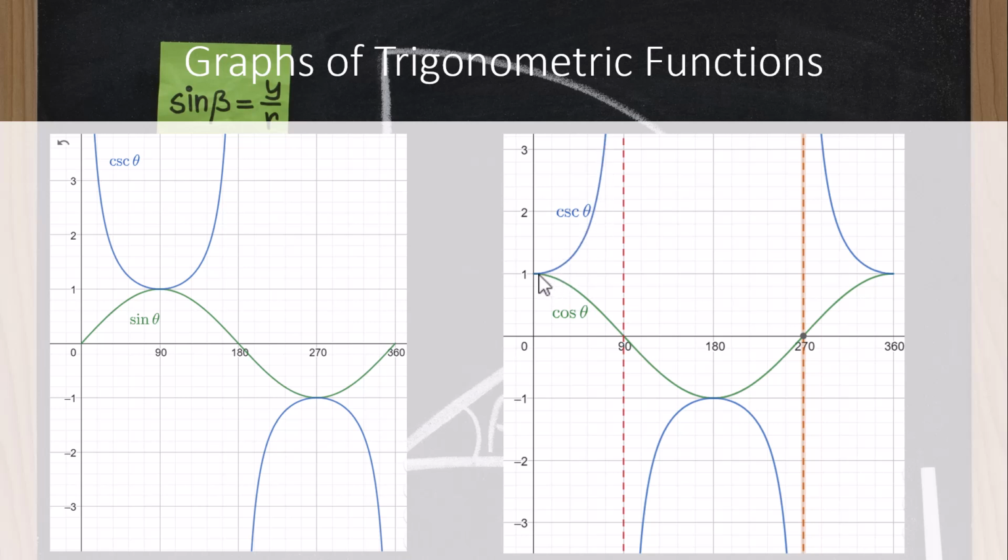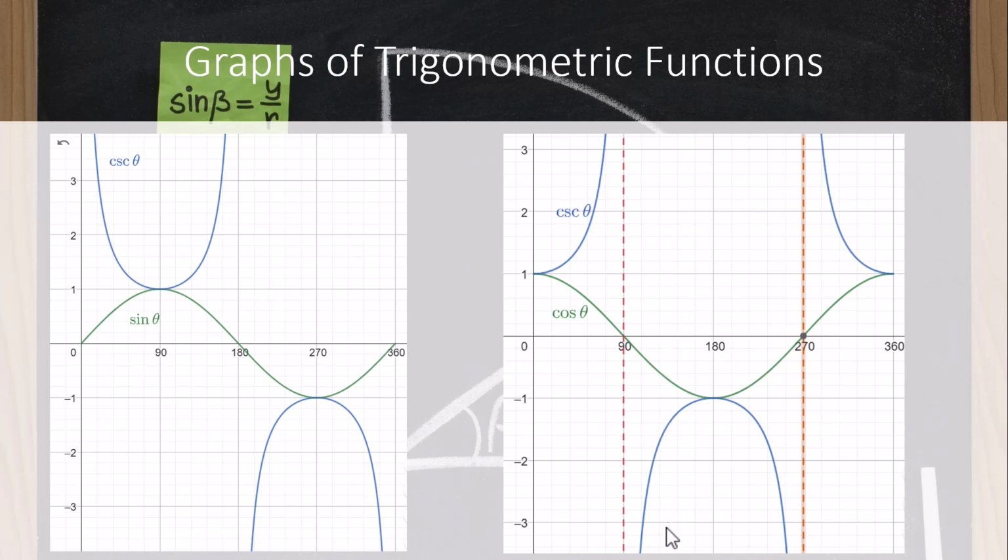First, cosine. Cosine also varies between -1 and 1. As a matter of fact, the cosine function is really nothing more than a shift of the sine function. The secant function, which is reciprocal, has vertical asymptotes whenever the cosine is equal to 0, so at 90 and 270.